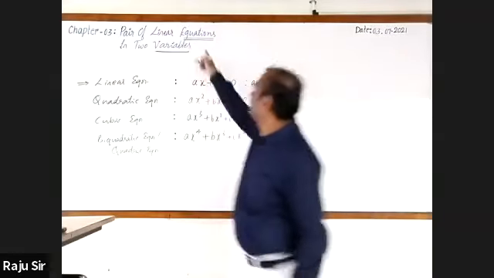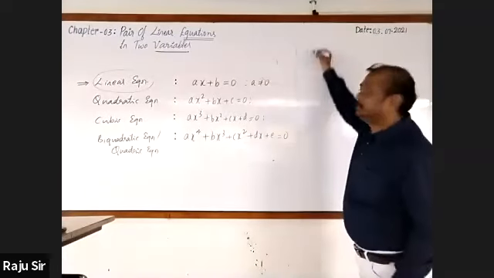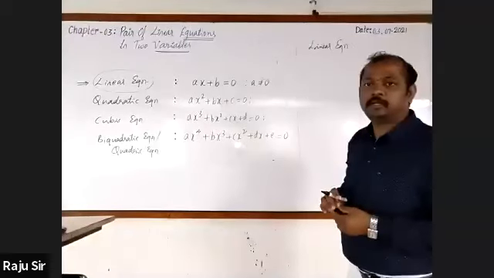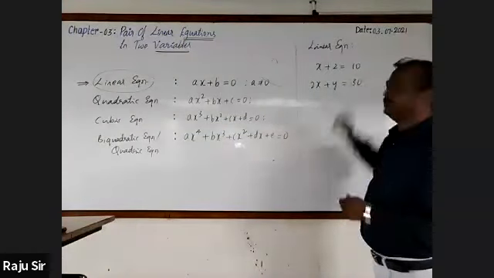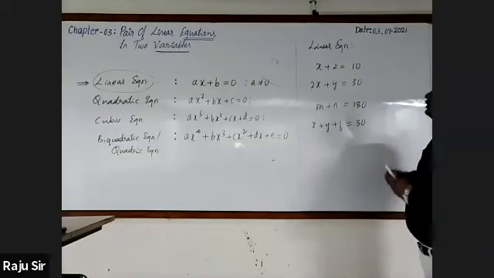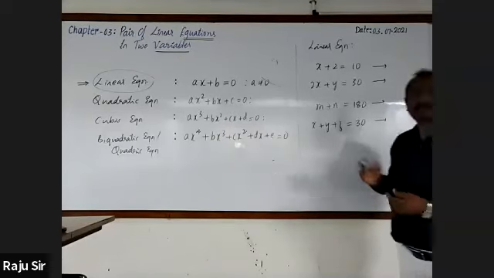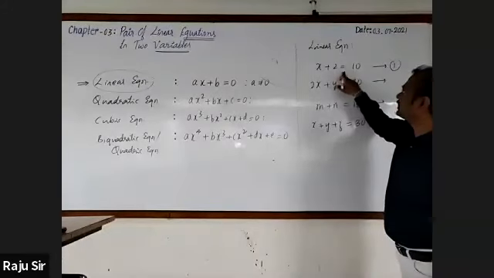Look here. In this chapter, we are going to focus on linear equations, that is, equations of degree 1. Here I'll take some examples of linear equations. x plus 2 equal to 10, 2x plus y is equal to 30, m plus n is equal to 180, x plus y plus z is equal to 30. Observe it. Here I have written 4 linear equations. You can notice that these linear equations have some number of variables. In the first linear equation, how many variables? Only one variable. So we call it a linear equation in one variable.